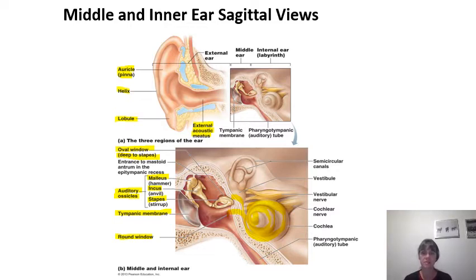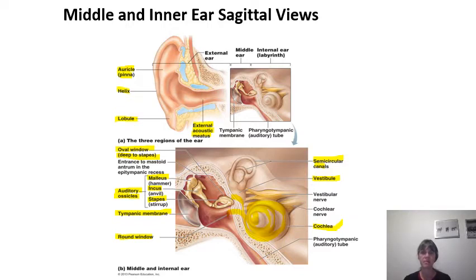You'll notice that there is also another structure besides the cochlea, which is the vestibule and the semicircular canals. So the cochlea serves as a structure that's involved in hearing, whereas the vestibule and semicircular canals are going to function for equilibrium or balance.